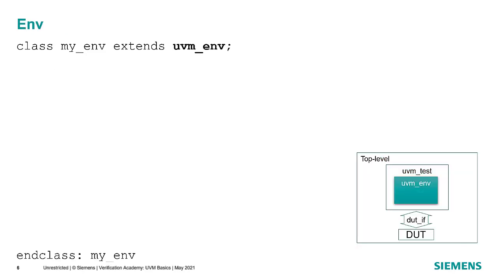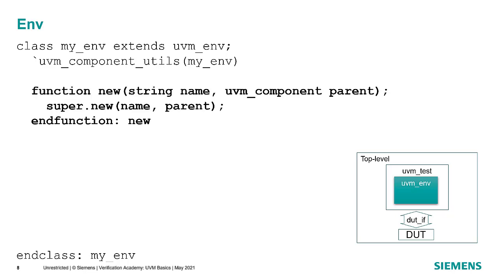In the environment, we extend the environment from a base class called uvm_env. And we use this macro, the uvm_component_utils macro, to register the MyEnvironment class with the UVM infrastructure. Don't worry too much about what this means yet. It is an idiom that you just need to understand. So whenever you declare a component, you use the uvm_component_utils macro, and notice that there is no semicolon at the end of that line.